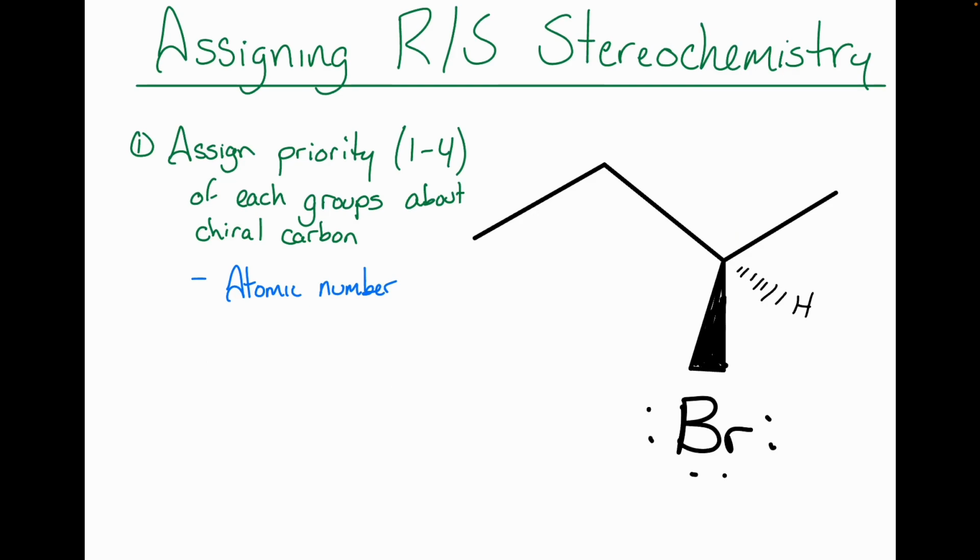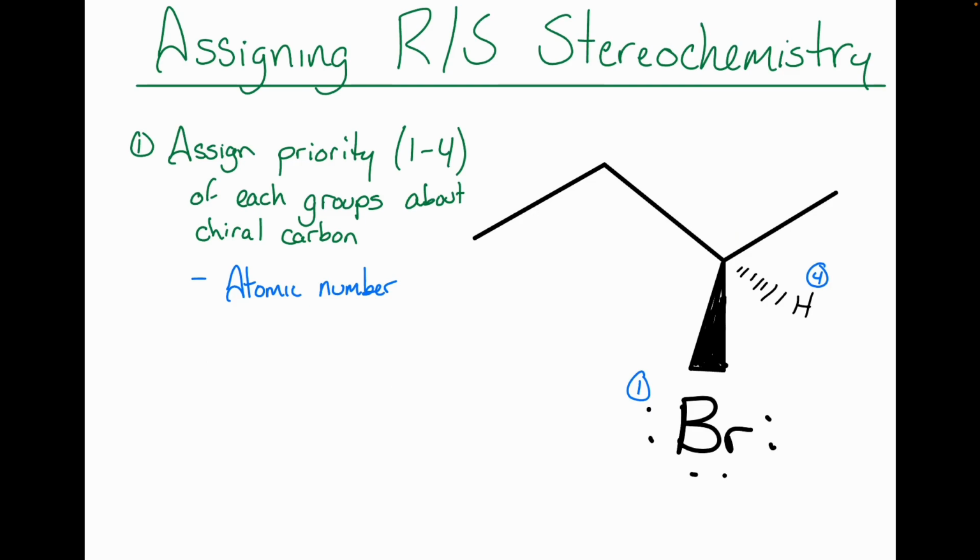Atomic number. So then which one of our groups here is the highest priority group? That's bromine, definitely. So then which one of these is the lowest priority group? Hydrogen, because it's atomic number 1. It's definitely going to lose.